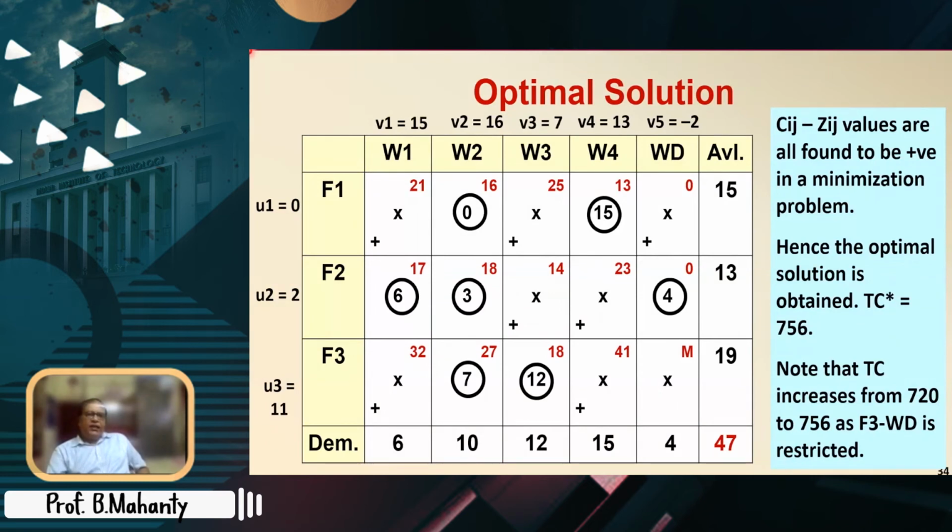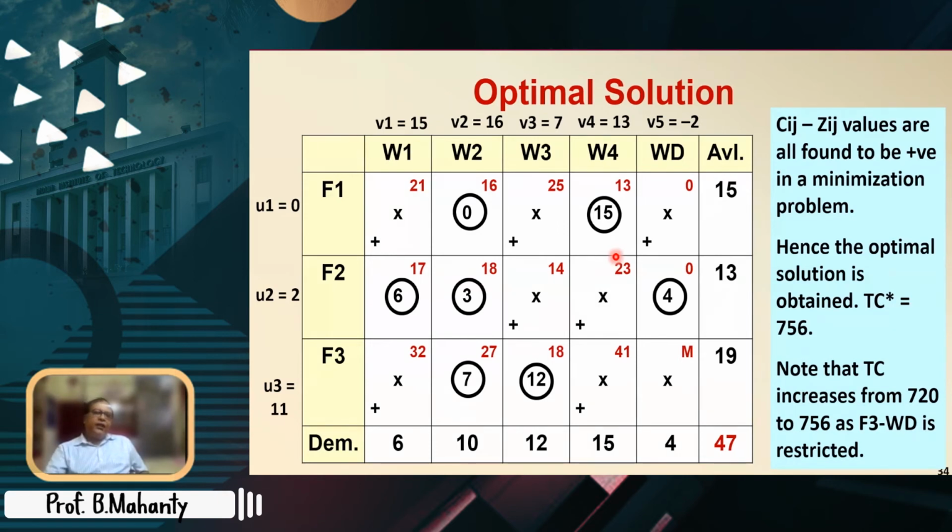One very interesting thing is that if you calculate the total cost at this point of time, you see 15 into 13 plus 6 into 17 plus 3 into 18 plus 7 into 27 plus 12 into 18. This will come 0 anyway. So the total actually comes out to be 756. Now this is interesting. Earlier our total was 720. Now the total is 756.